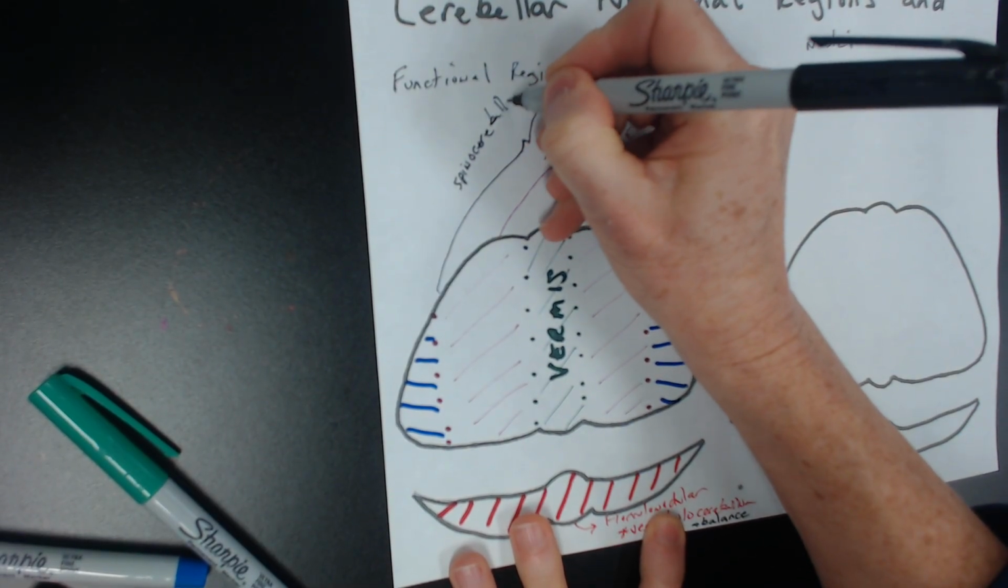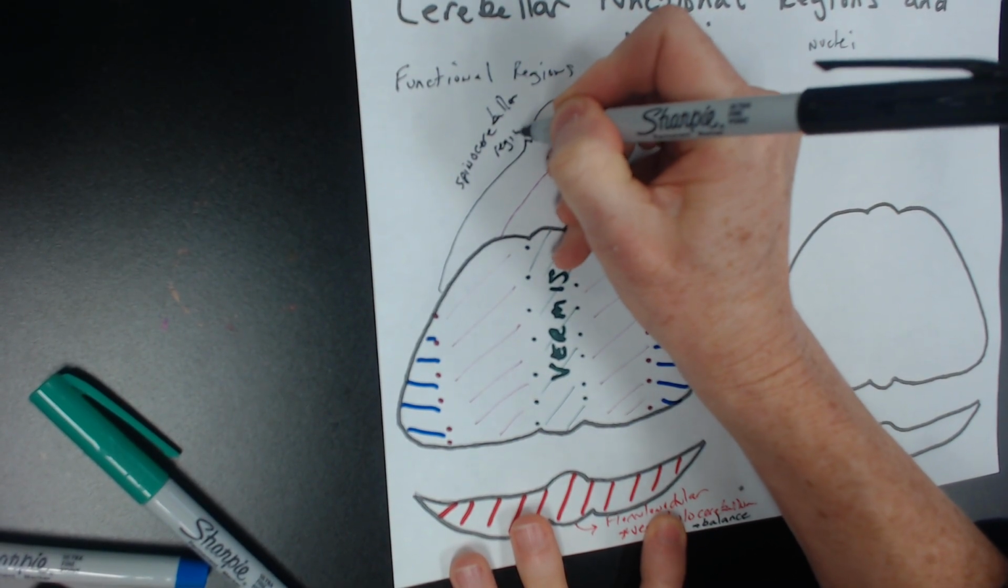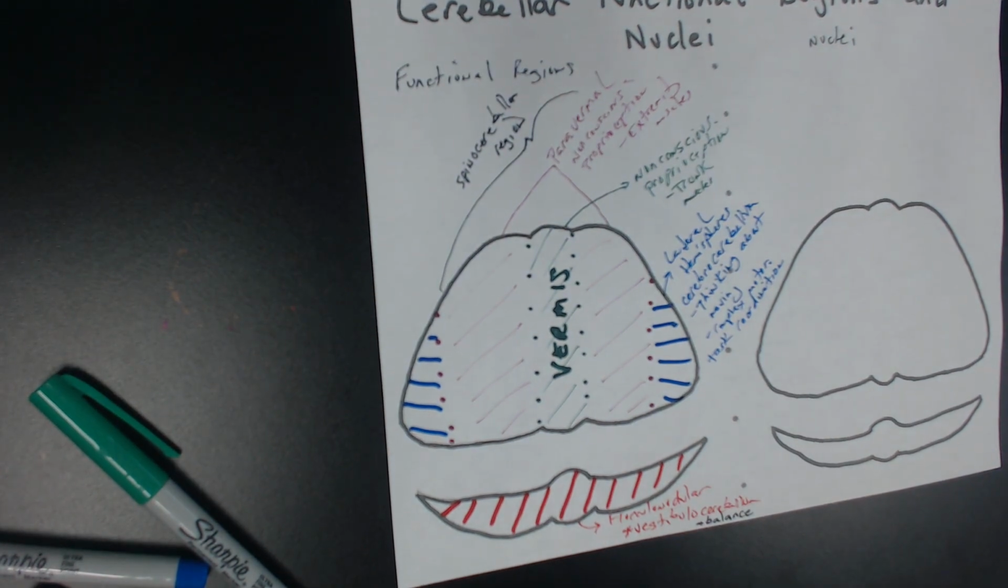spinocerebellar region. Okay, so that spinocerebellar region is responsible for receiving that non-conscious proprioception from both trunk and extremities. And if you think about what we covered in the spinal cord so far, you should be thinking that they receive that information via the dorsal and ventral spinocerebellar tracts.